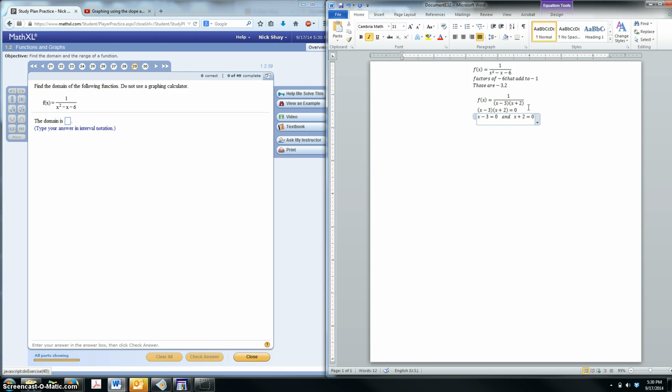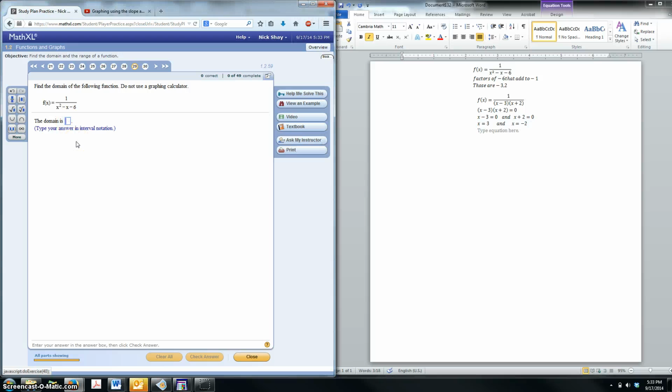When we solve the left side, we get x is equal to 3. And on the right, we get x is equal to positive 2. I'm sorry, not positive 2. We subtract 2 from both sides and we get x is equal to negative 2. So we know that those are the numbers that x cannot equal, because those are what are going to make us have a 0 in the denominator. And when we have a 0 in the denominator, that's when things really get messed up in our domain. So these are what we need to leave out. When I write the domain, we need to leave negative 2 and positive 3 out.